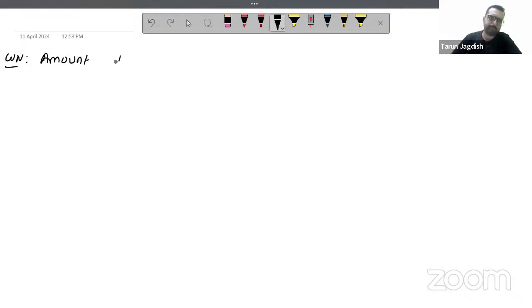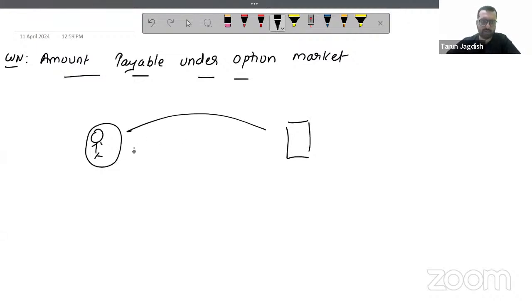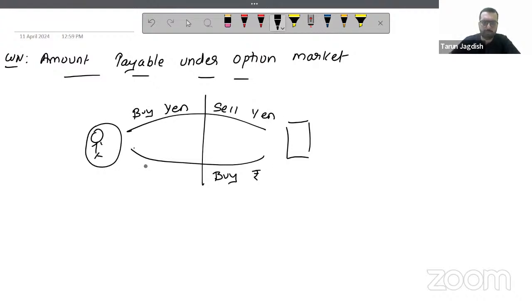Amount payable under option market. Friends, even before I start with the option market, I need to decide whether it is a call option or whether it is a put option. So I will draw the diagram again. Okay. So now here what will happen is, since it's a payable, what are we going to do? We are going to buy yen. Bank is going to sell yen. In return, the bank is going to buy rupee and we are going to sell rupee.